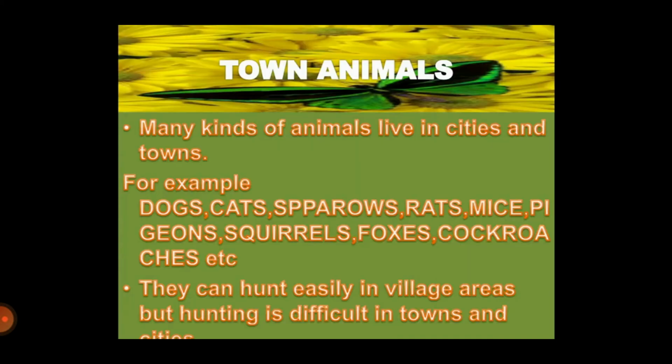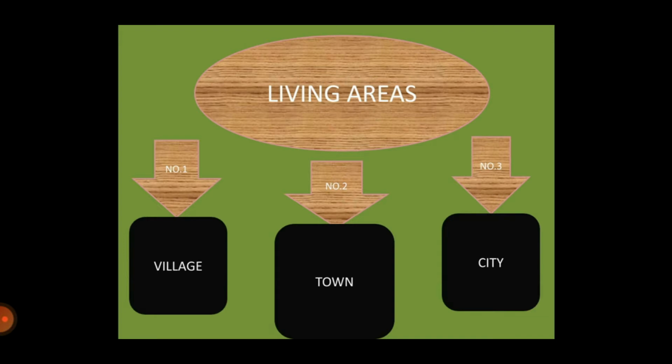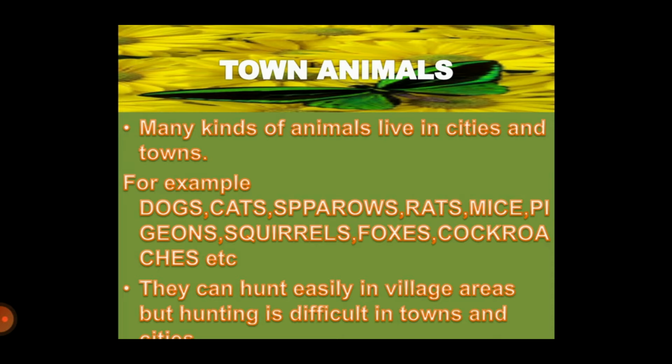Now we are just concerned about what the town animals are. So you can see that we are just concerned about this area. We are just talking about this area, what town and city animals are. Just number 2 is our basic priority. We talk about these town animals. Many kinds of animals live in cities and towns, for example, dogs, cats, sparrows, rats, mice, pigeons, squirrels, foxes, cockroaches, etc. So many animals are living.